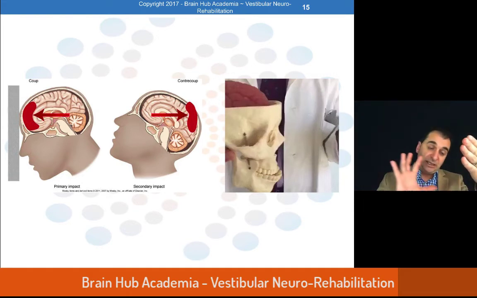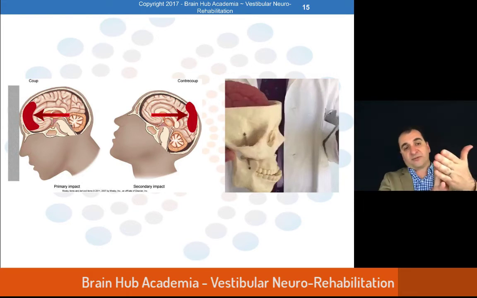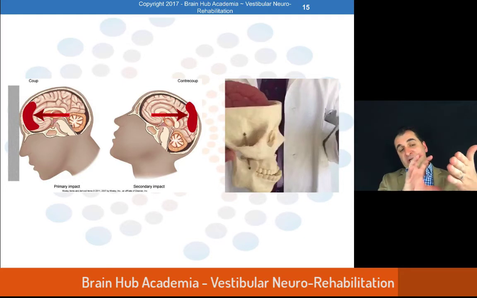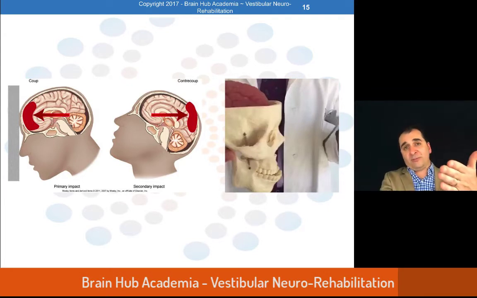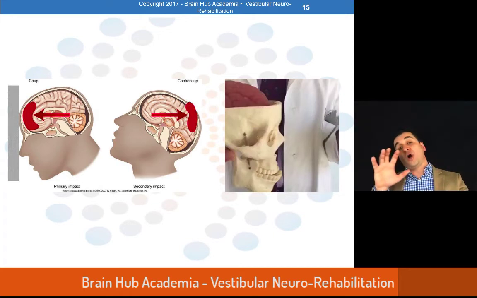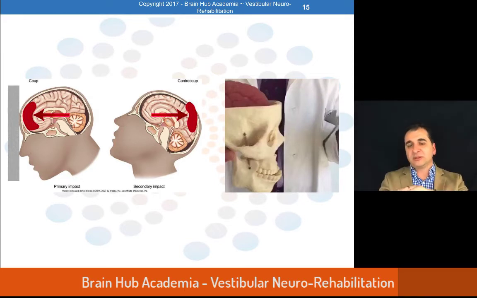The brain continues moving forward, hits the front of this jelly matrix, hits the front of the skull, and we get the primary impact, which is the coup. As the brain rebounds back, it hits the opposite part of the skull, in this instance the occiput, and we get a counter coup, or second impact. Second impact is not the best way to describe it because it's used for something else, but it's almost like the rebound effect.